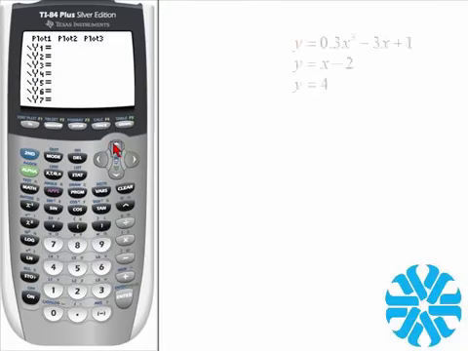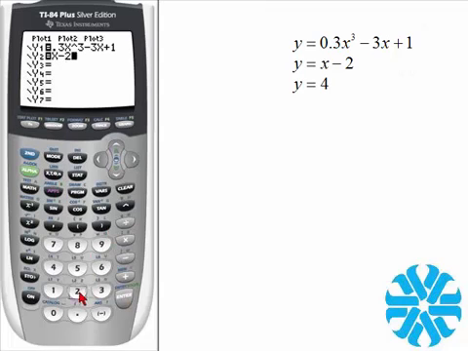What we're going to do is graph a cubic equation. So let's first graph y equals 0.3x cubed minus 3x plus 1. So we're going to have 0.3x, and then we're going to raise it to the third power, subtract 3x, plus 1. So there's the first function. The next function we're going to graph will be y equals x minus 2. So let's go ahead and hit enter to move down to the next line. So x minus 2.